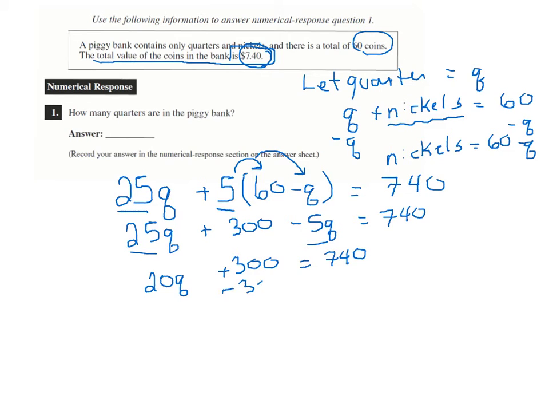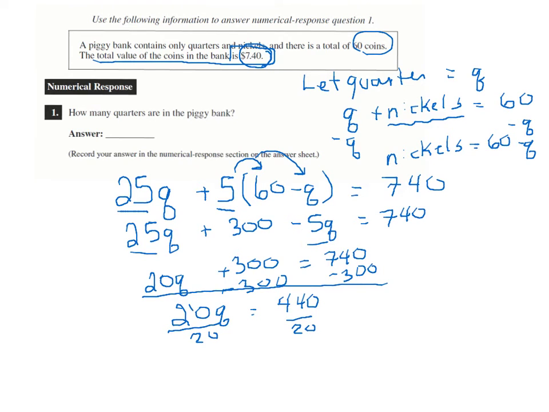Using algebra, I will minus 300 on both sides, and I'm left with 20Q is equal to 440. I will now divide by 20 on both sides, and I'll be left with Q is equal to 22. I now have 22 quarters.